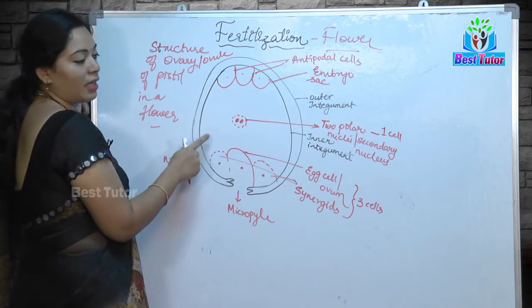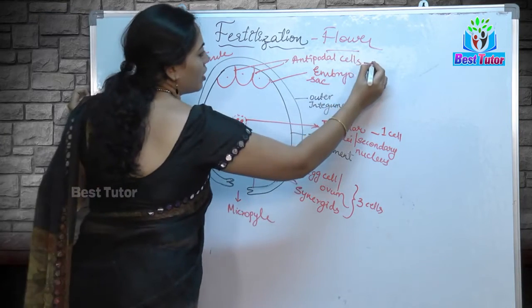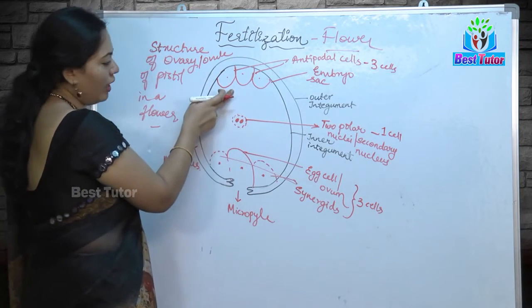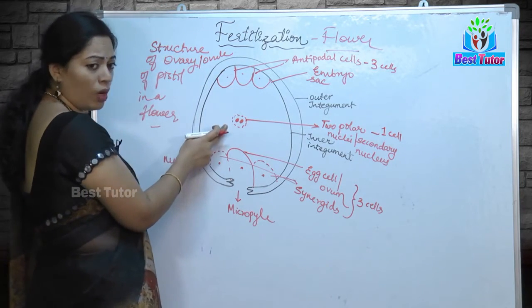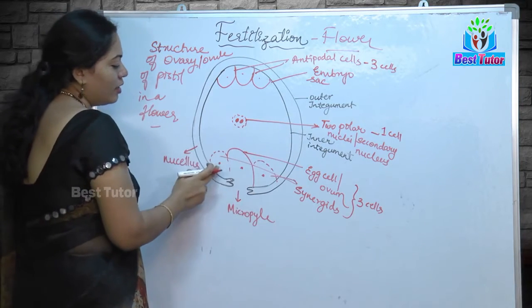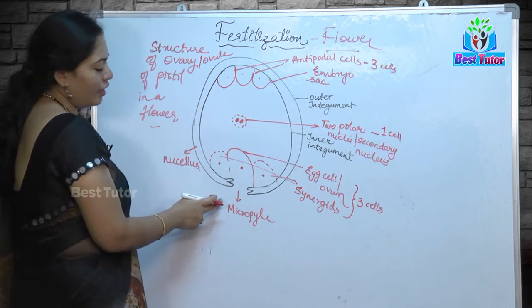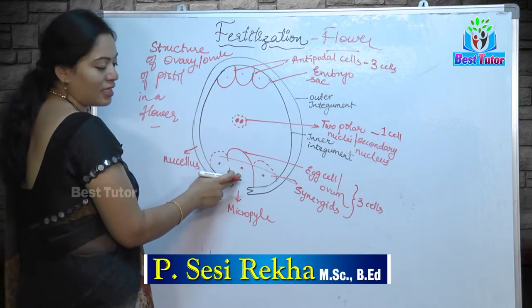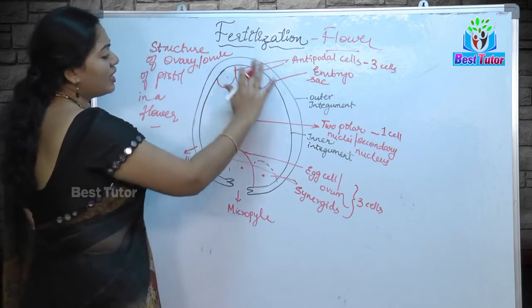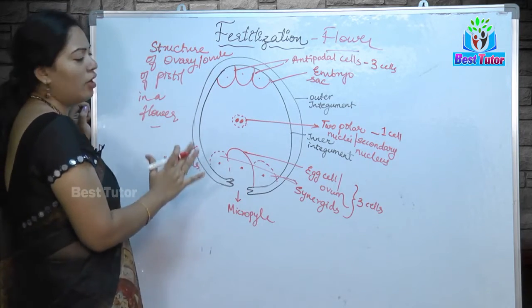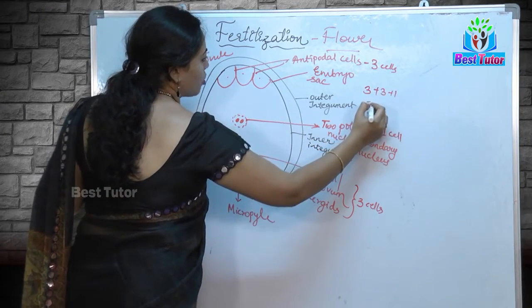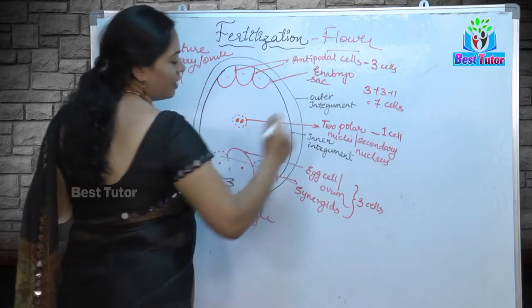Now what are present in the embryo sac? We have 3 cells, antipodal cells at one end of the embryo sac, one cell which contains 2 polar nuclei at the center, and 3 cells at the micropylar end with one egg cell at the center surrounded by 2 synergids, overall 3 cells. So how many cells are present inside an ovule? We have 3 plus 3 plus 1 cells, totally 7 cells are there.